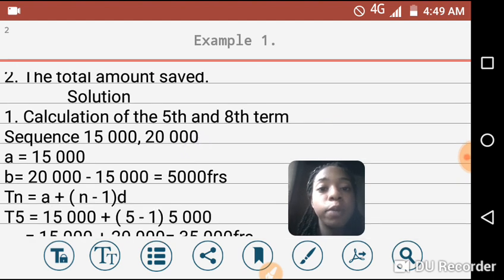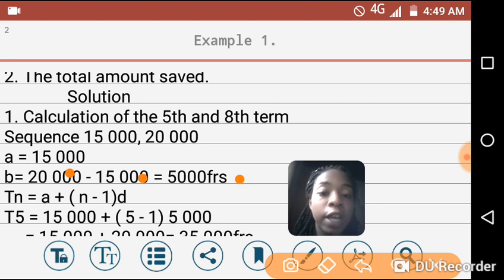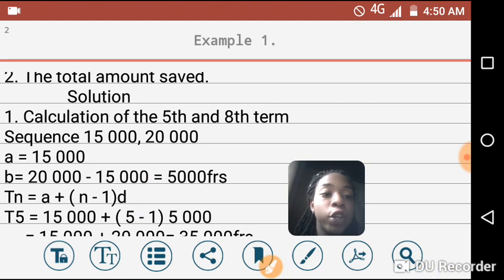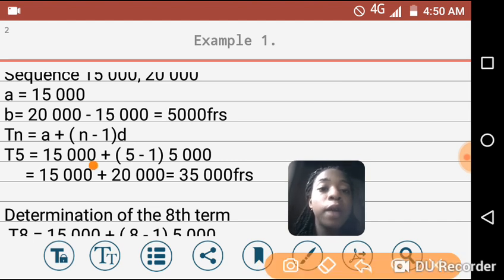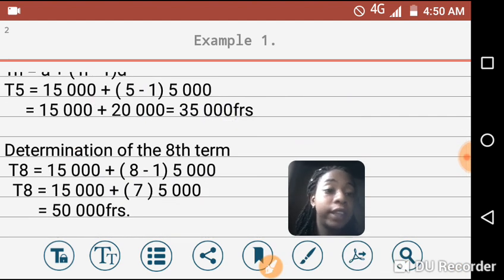Your A is going to be 15,000 francs, and to have your D, it is going to be 20,000 minus 15,000, which is going to give you 5,000 francs. And you now apply your formula, which is Tn is equal to A plus N minus 1, and you multiply that by D. When you substitute the figures in the formula, you are going to have 15,000 plus 5 minus 1, multiplied by 5,000, which is going to be 15,000 plus 20,000, which leads you to 35,000 francs. Now that's your fifth term of the AP.